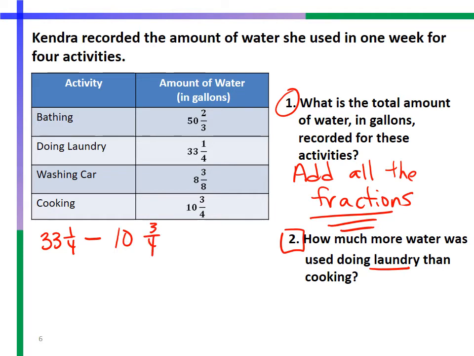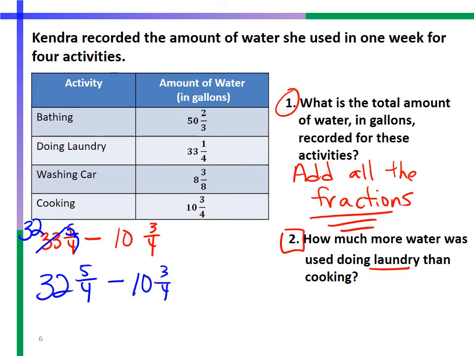So in subtraction, we need common denominators, which we already have. But my deal is I can't do 1/4 minus 3/4. So I'm just going to borrow from the whole. So 33 becomes 32. And then 4 plus 1 is 5. So if I rewrite that, I have 32 5/4, which is the same as 33 1/4, minus 10 3/4.